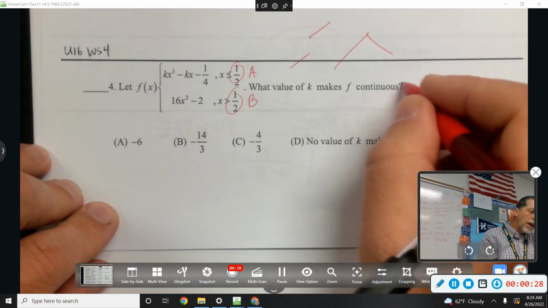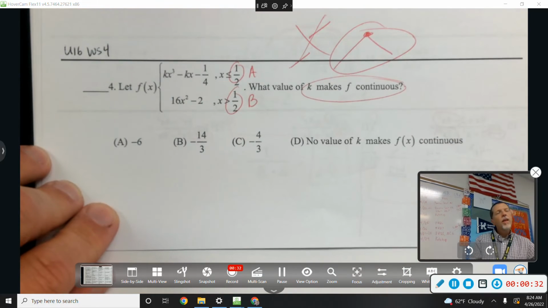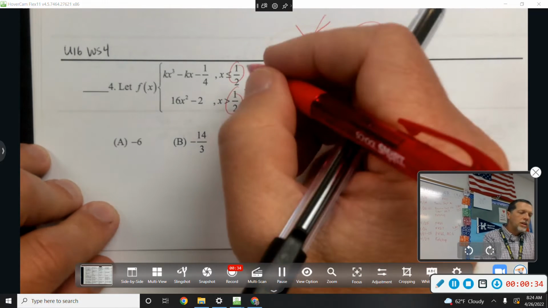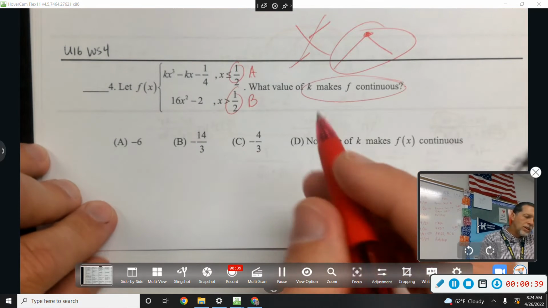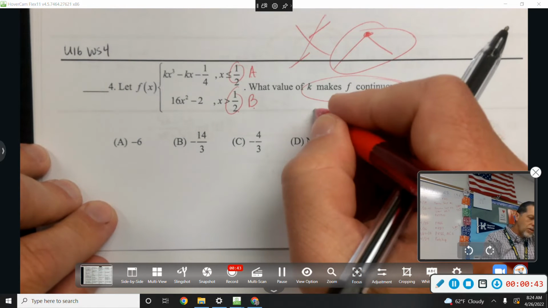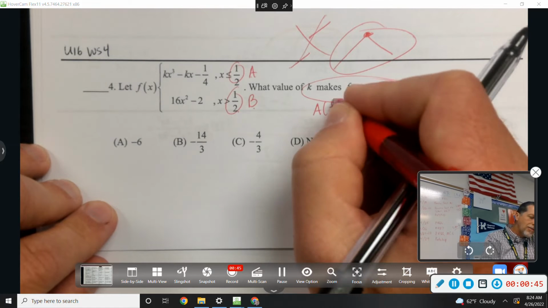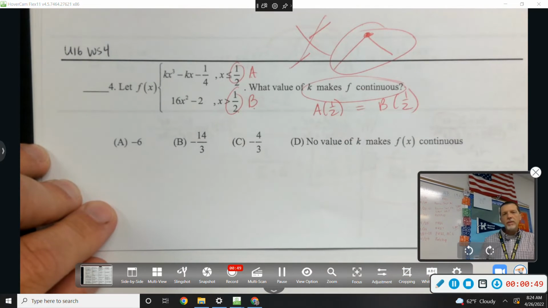But this says make it continuous, so I want it to be connected. So I need the y value of A at 1/2 to equal the y value of B at 1/2. So I sort of need A of 1/2 to equal B of 1/2. That way they'll be tied together.